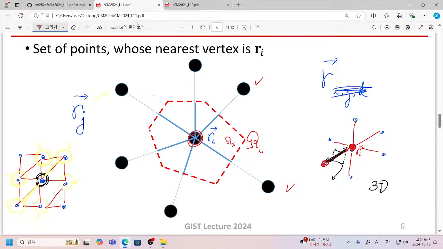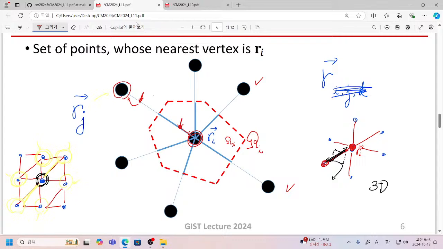So if this point is closer to this point, Rj, we believe that it is reasonable to assign this point to R sub j. And if we have a point here which is closer to R sub I, then it is reasonable to assign this point to R sub I. So simply speaking, our rule is distance oriented. If a point is closest to R sub I, it should be assigned to R sub I.